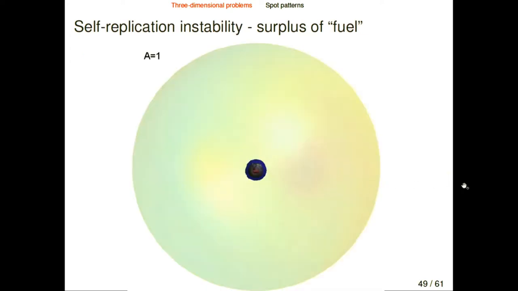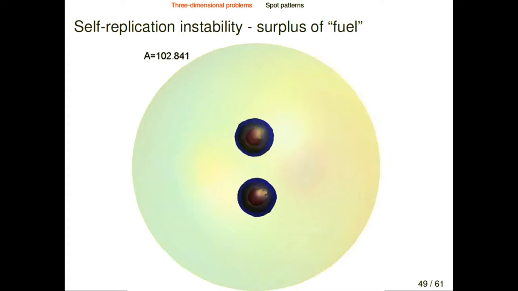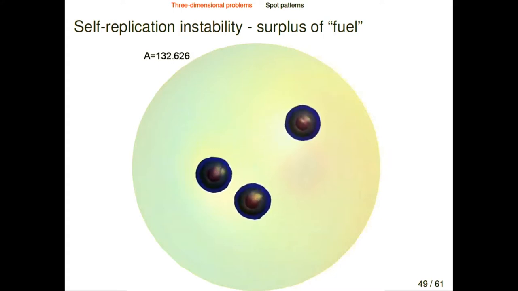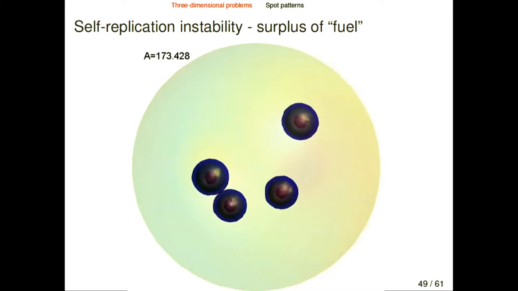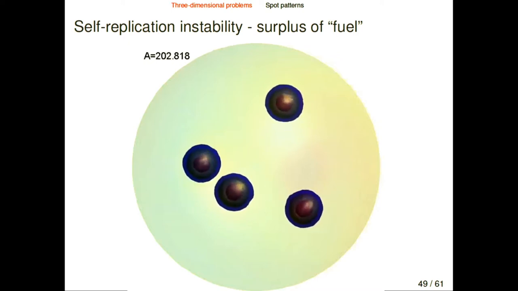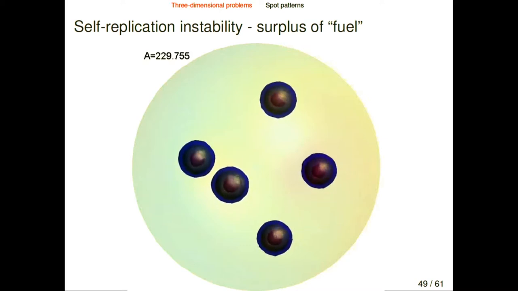Okay, so this is the opposite. You start with one spot, and we're jacking up A here. When it reaches a certain threshold, these spots split. And again, you see that after they split, they drift into another equilibrium configuration before the next splitting event.